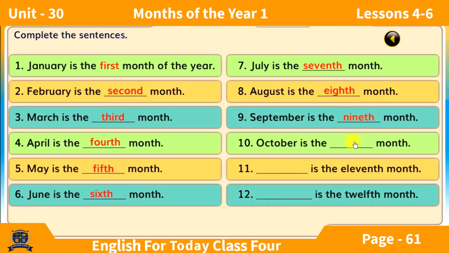September is the ninth month. October is the 10th month. November is the 11th month. December is the 12th month.